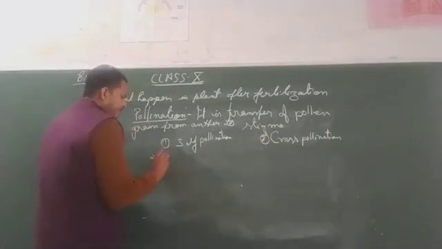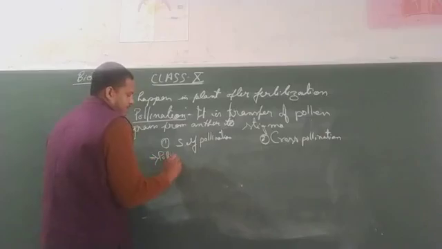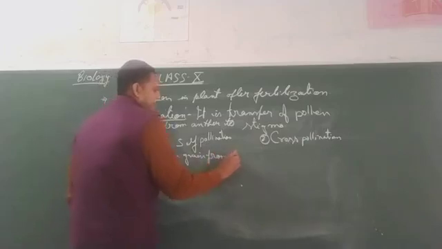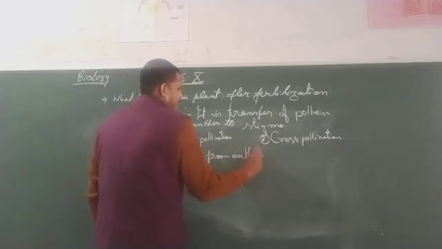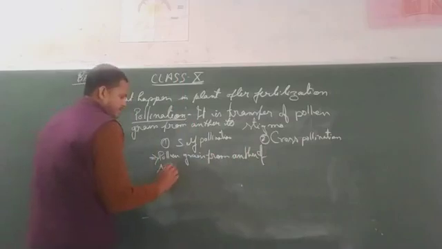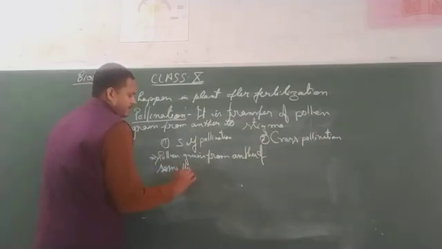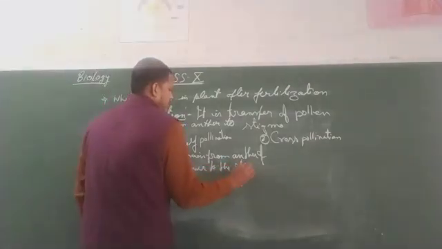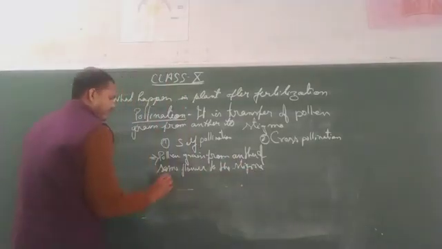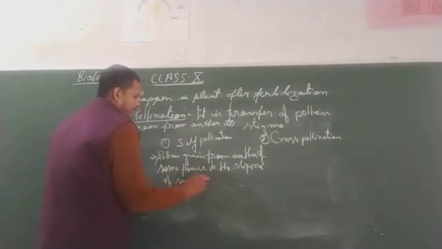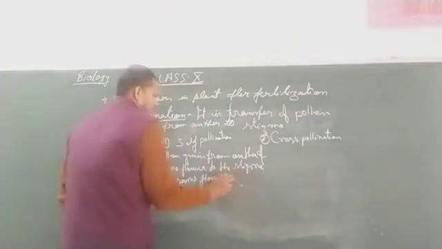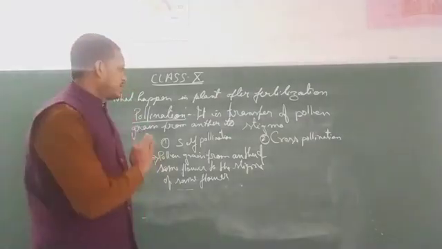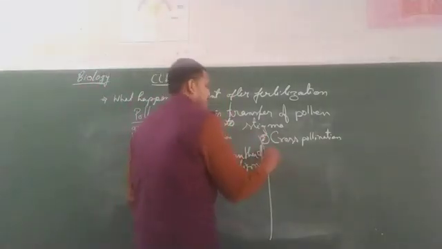In self pollination, the pollen grain goes from the anther of the same flower to the stigma of the same flower. When the pollen grain falls from the anther of a flower to the stigma of the same flower, that is self pollination. Now in cross pollination, there are two conditions.